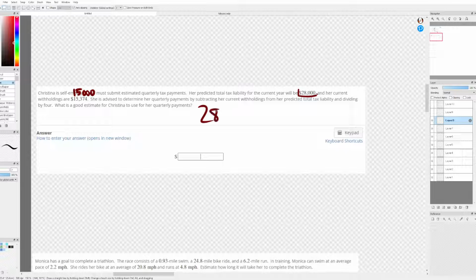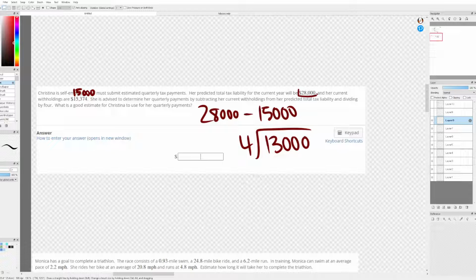So we'll take 28,000 and minus 15,000 from it, which will give us 13,000. And we'll divide that by 4 because we're trying to find quarterly payments. This will give us $3,250.